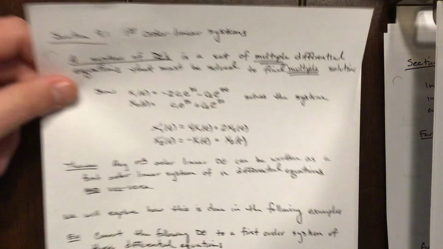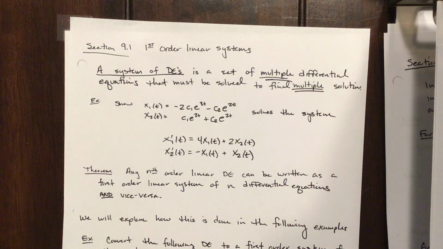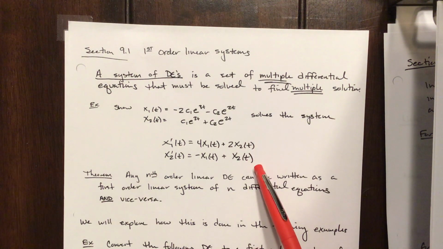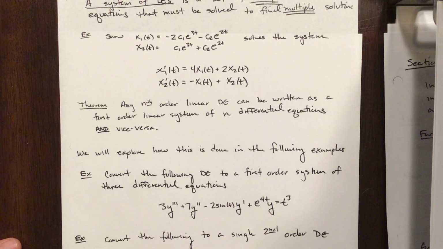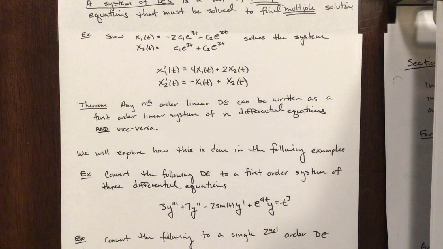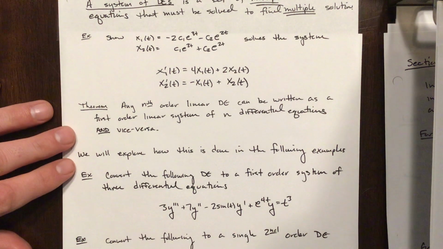So the problems in section 9.1 are of this nature, where you're either verifying a pair of solutions solves a system of differential equations, or you're converting back and forth between an nth order differential equation and a system of n first orders, or you're taking a system of n first orders and converting it to an nth order differential equation. Okay, so there's an example of each. We'll use these facts from 9.1 moving forward in 9.2, 9.3, and so on.